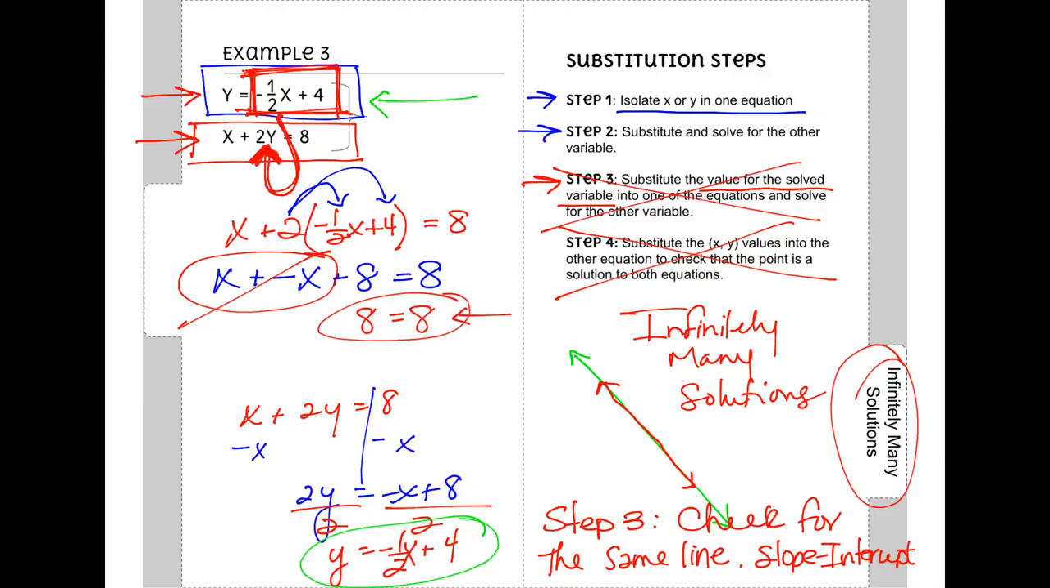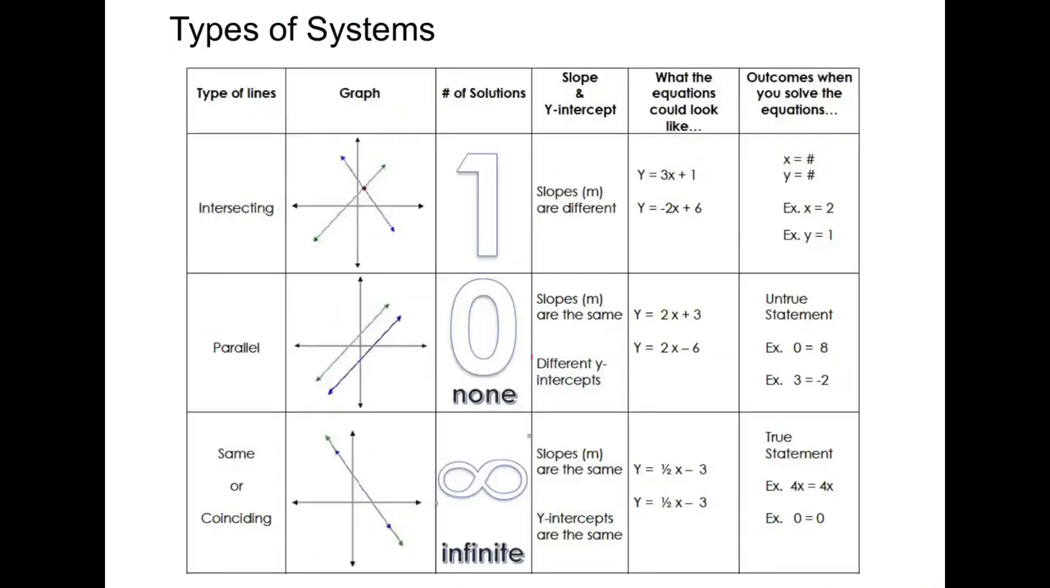Okay, one more thing. Let's sum this all up. This is a chart that shows the types of systems that we've talked about so far. The first type is the type that has one solution. And when we graphed that, these were intersecting lines that shared exactly one point. So they had one solution.